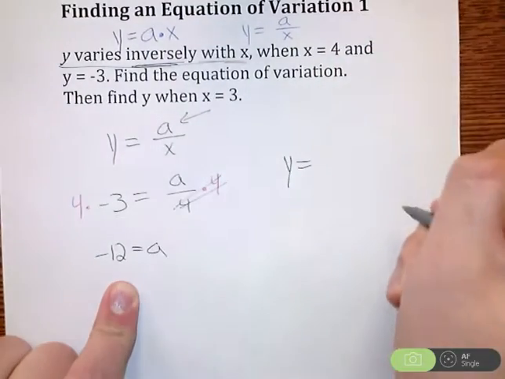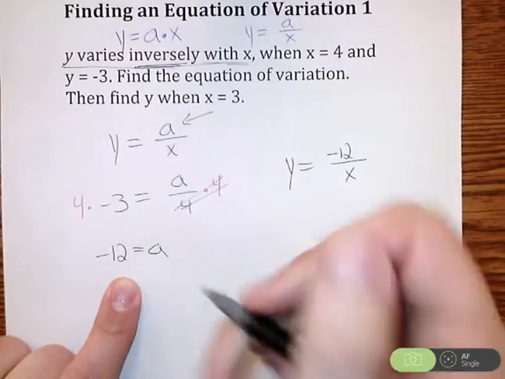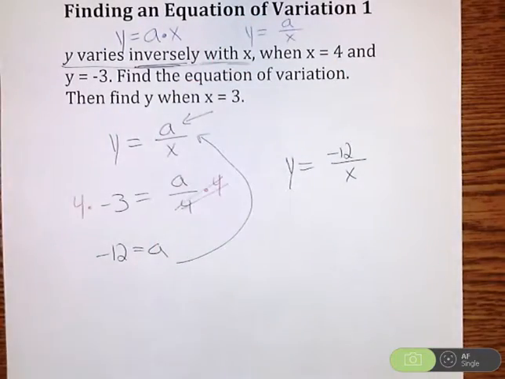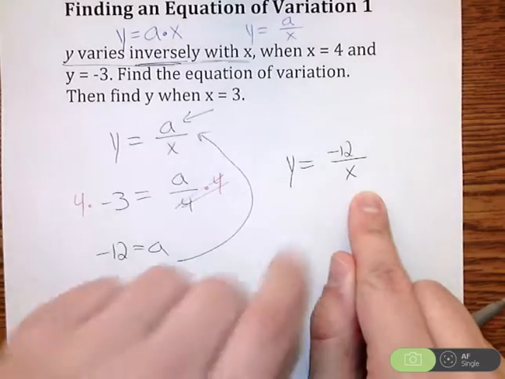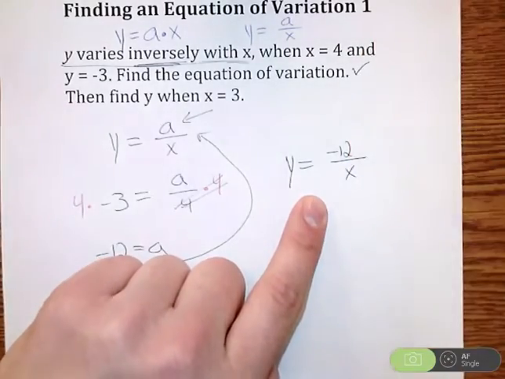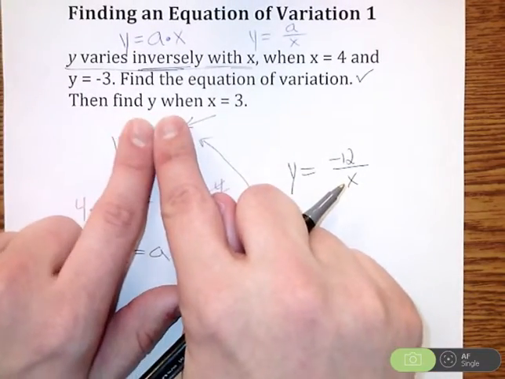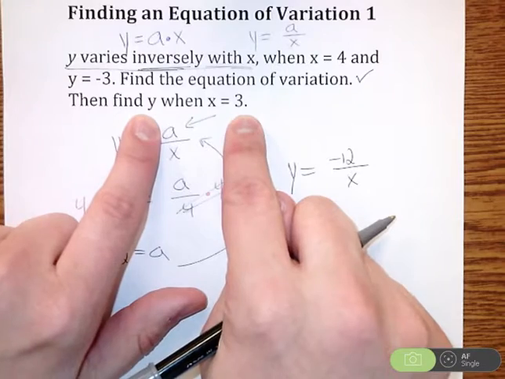Now what I can do is really find my equation of variation. So I have y equals negative 12 divided by x. I just took my a and plugged it back in. So y equals negative 12 divided by x. I have my equation of variation. So that was that line right there. Done.